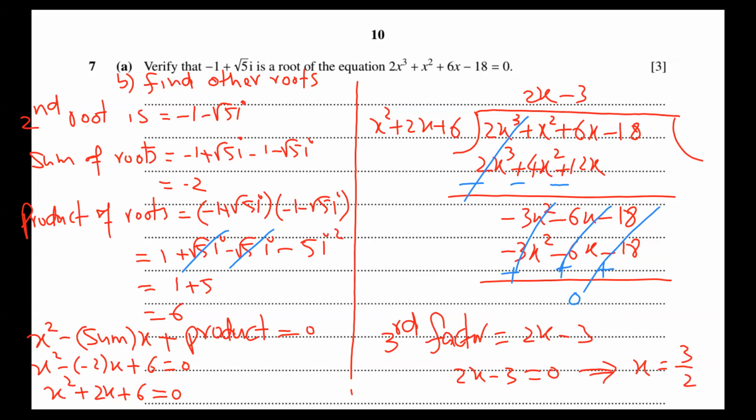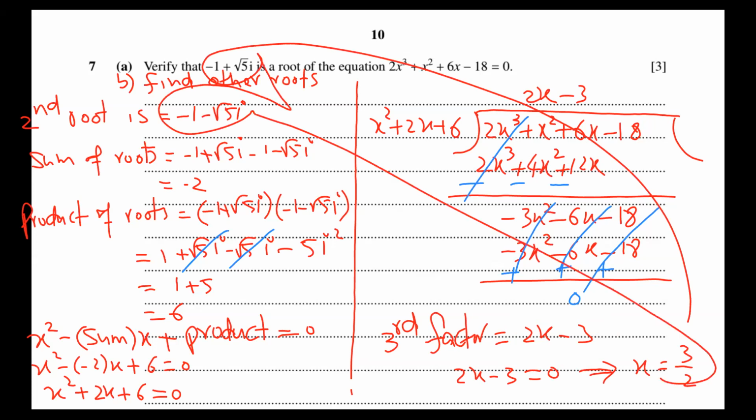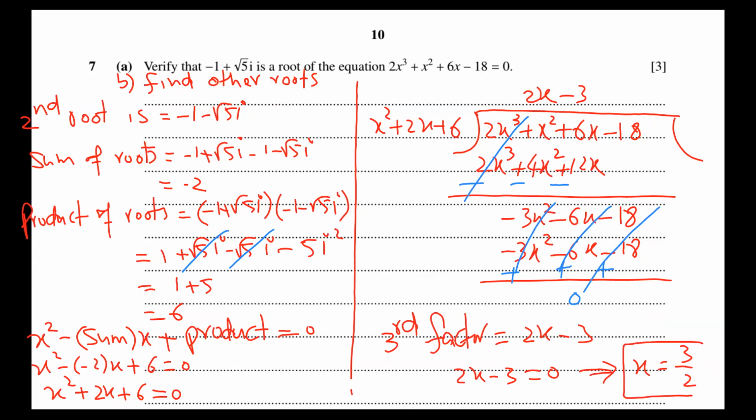So we have 3 roots now. Root number 1 is this, root number 2 is this, and the third root is this. After all, this is called a factor. So we got all 3 roots, clear.